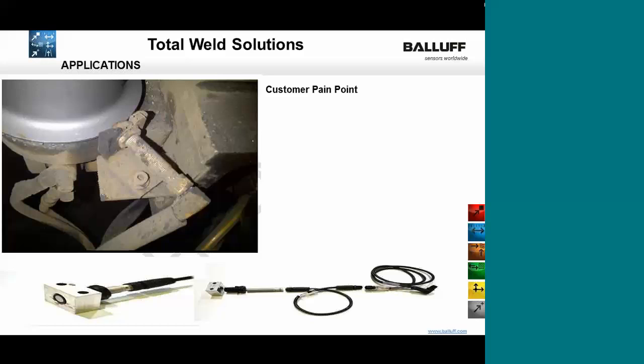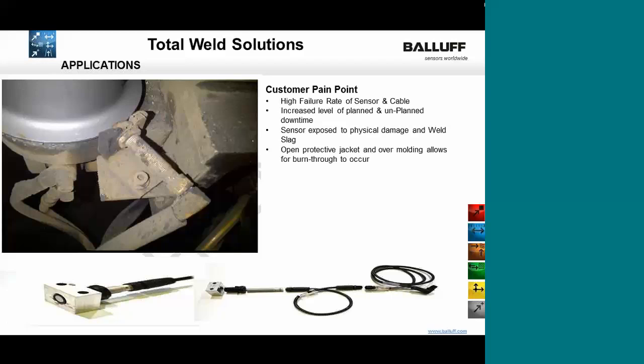We've taken images of customer pain points and challenges. In this case, our customer had a high sensor and cable failure rate, and that caused problems of increased planned and unplanned downtime. Here we notice that the sensor is exposed to physical damage, as well as the cabling, which is also exposed to weld slag that would cause premature failure. You'll notice on the jacket, right here, that it is open, so the weld berries can ease in between the jacket and the cord set, settle inside and burn through.